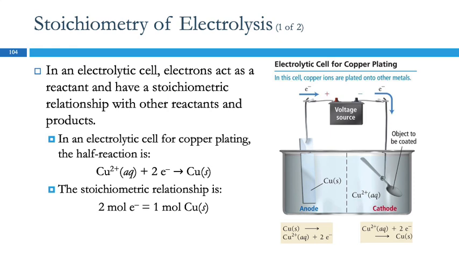Stoichiometry of electrolysis. This is something that will be on the exam. So we can think of electrons as reactants in the electrolytic cell, and they have a stoichiometric relationship to the other reactants and products. So if we're plating copper, going from Cu2+ to copper solid, you're coating a spoon, not sure why you'd want to do that, but whatever. There's a relationship here of stoichiometry. There's 2 moles of electrons for every 1 mole of copper ion, 2 moles of electrons for every 1 mole of solid copper that gets deposited.